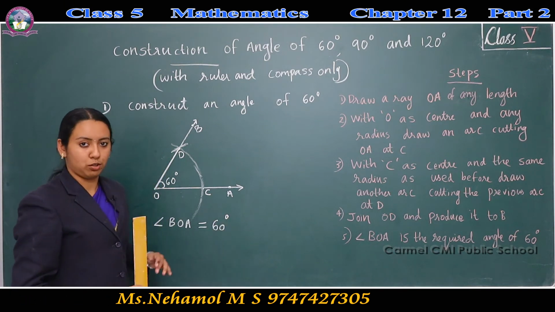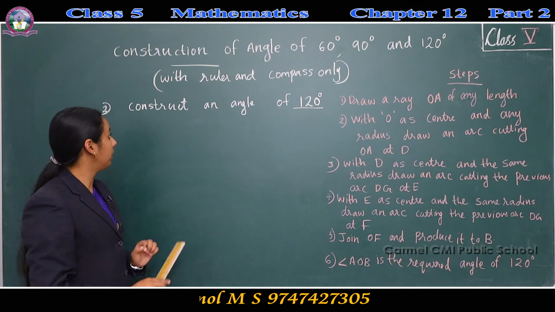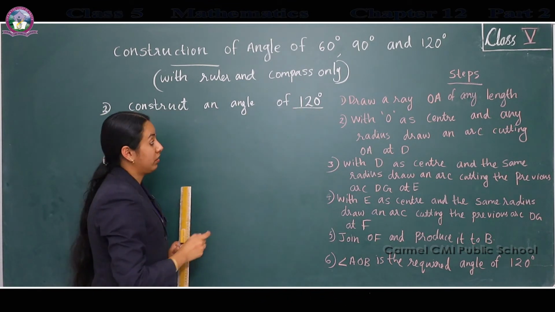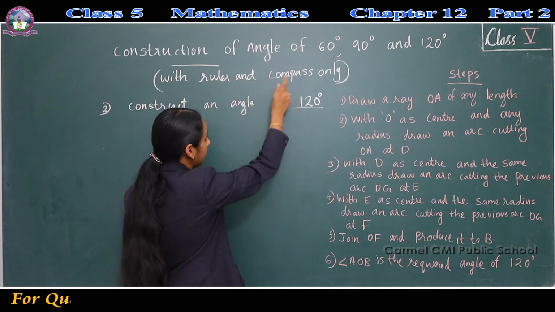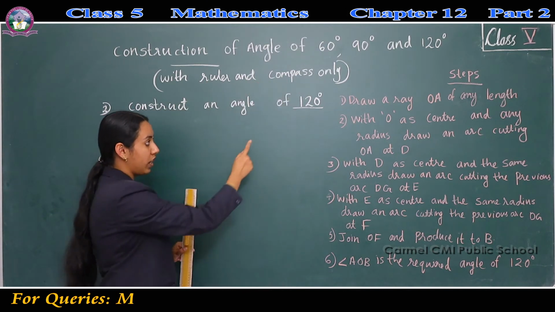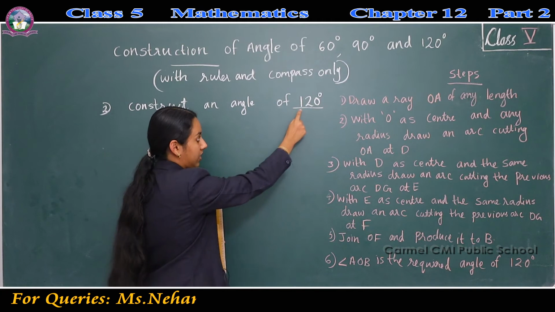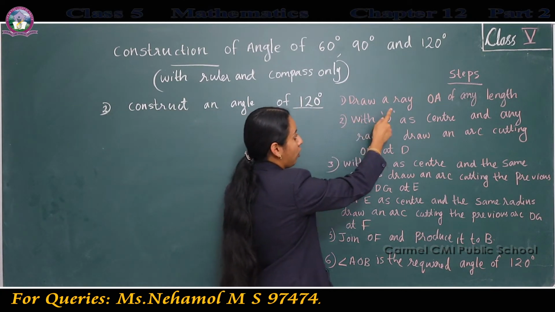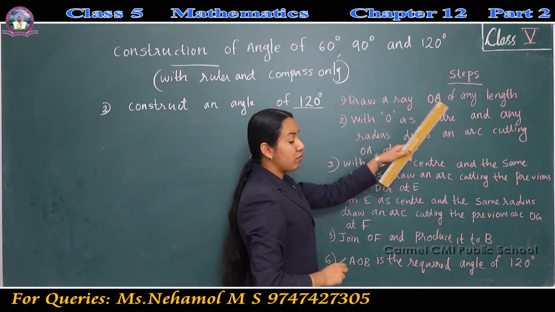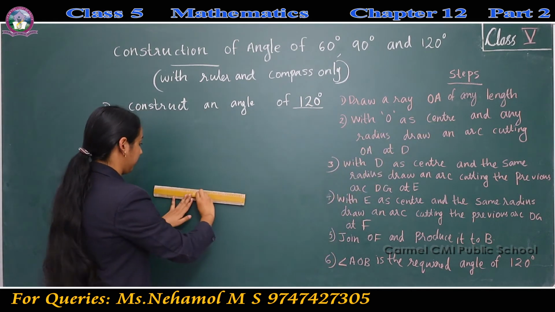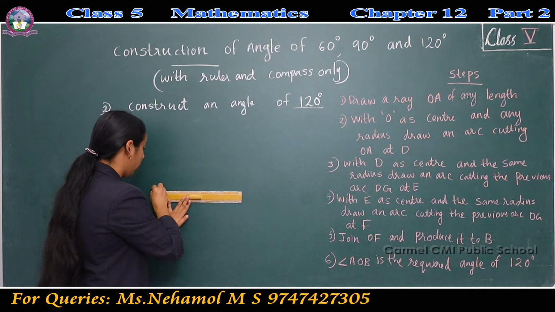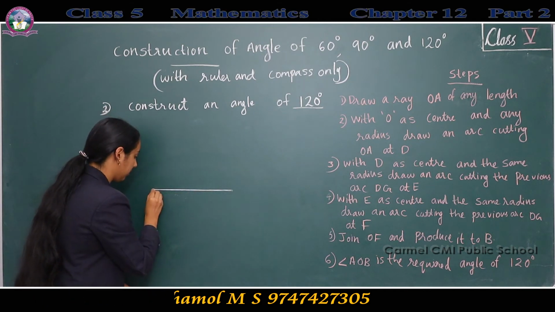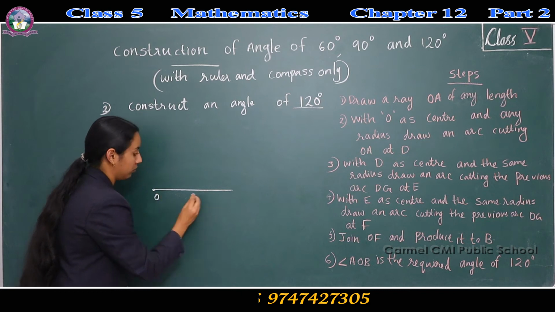This is the procedure. Second one, construct an angle of 120 degrees with the ruler and compass only. We know that 60 plus 60 is 120. Then first step, draw a ray OA of any length.